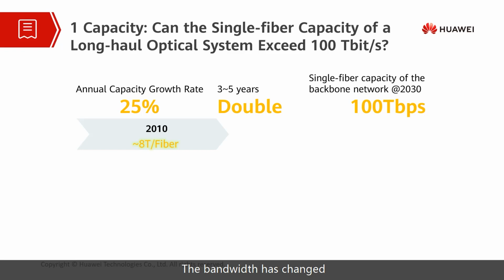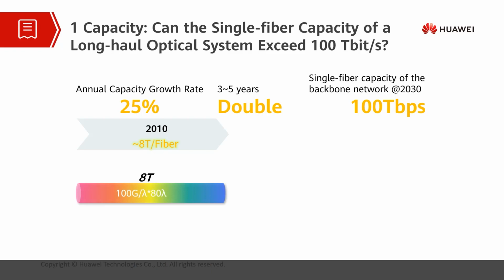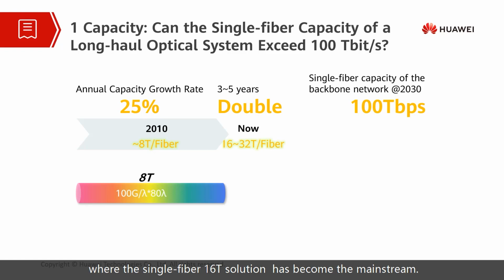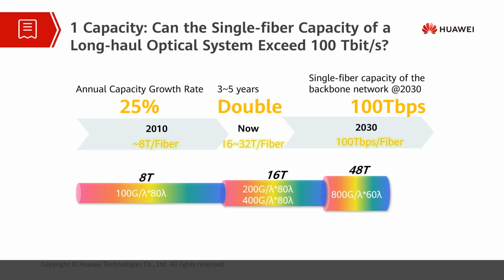The bandwidth has changed from 10 years ago, when an 80 wavelength 100 gig system provided 8 terabits capacity per fiber, to an 80 wavelength 200 gig system, where the single fiber 16 terabit solution has become the mainstream. In 2020, a single wavelength 800 gig solution, which can provide 48 terabits per second capacity by a single fiber, has been put into trial commercial use by some operators around the world already.